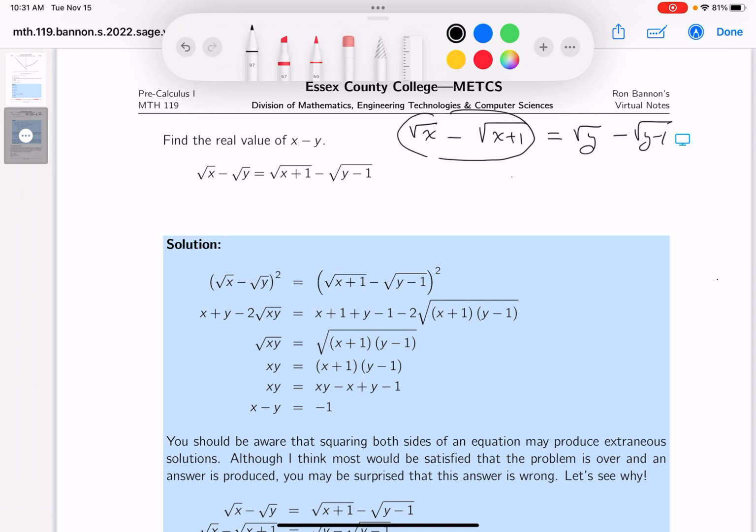Domain is from 0 to infinity. And the range of this guy over here is going to be from -1 to 0. Not going to touch that 0, by the way. All right? Let's take a look at the other side.